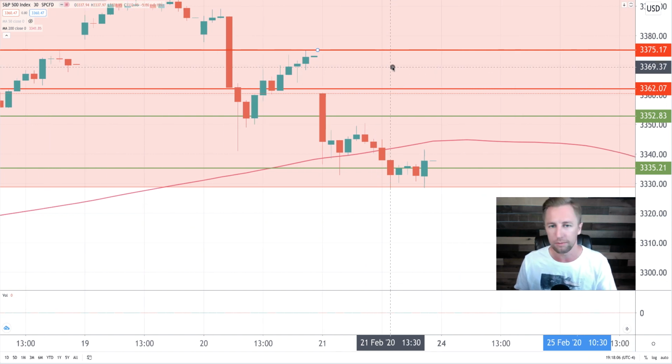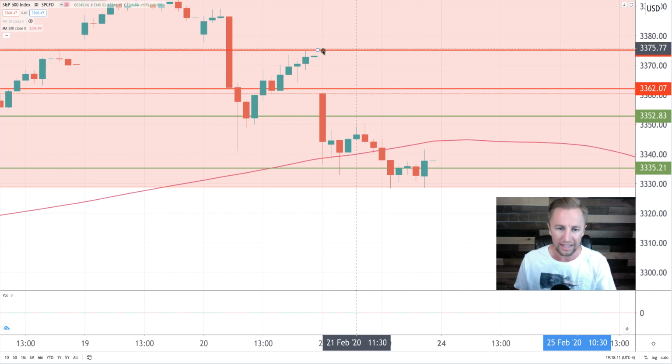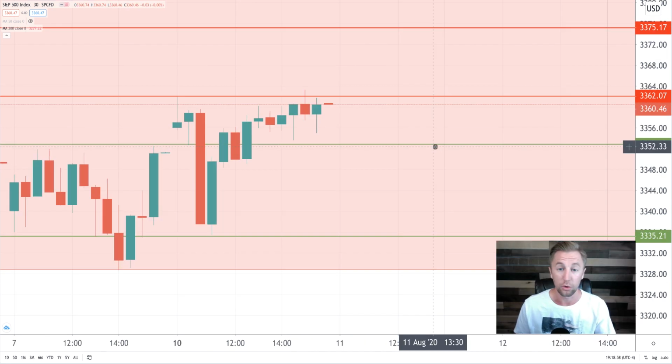And, you know, the ultimate overhead resistance is going to be that 3,400, the market high. But we want to keep an eye on these levels for potential trade opportunities throughout the week or throughout the next trading day. All right, so there you have it. These are the 4 areas that we want to keep an eye on going into tomorrow.